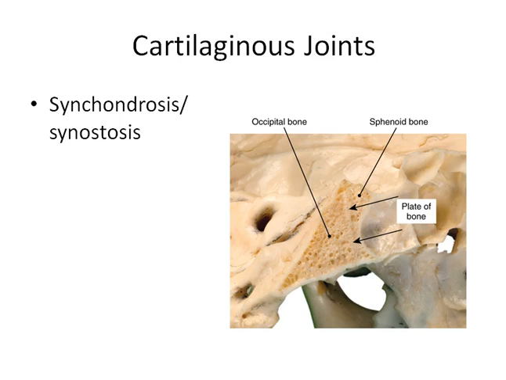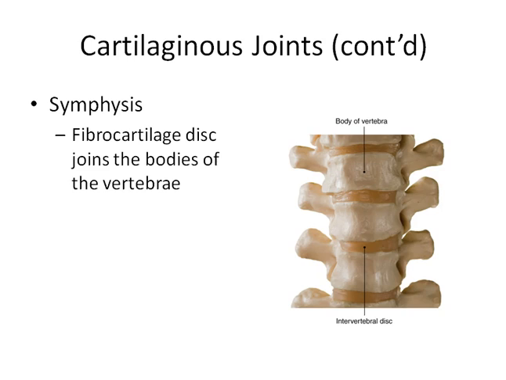Cartilaginous joints are held together by cartilage. The difference between a synchondrosis and a synostosis is that the synchondrosis represents the cartilaginous growth plate between the bones. Once the bone has stopped growing, the cartilage is replaced by bone, and the joint is then called a synostosis.